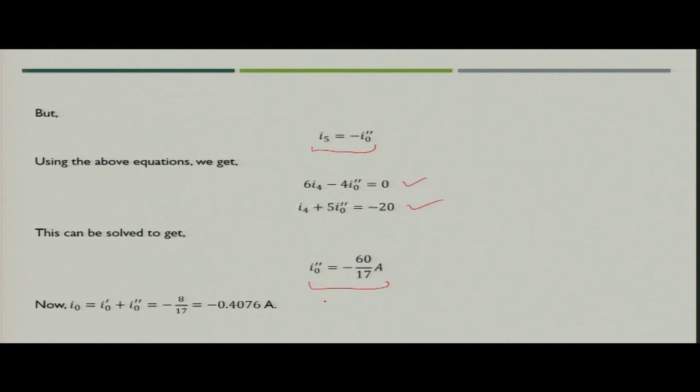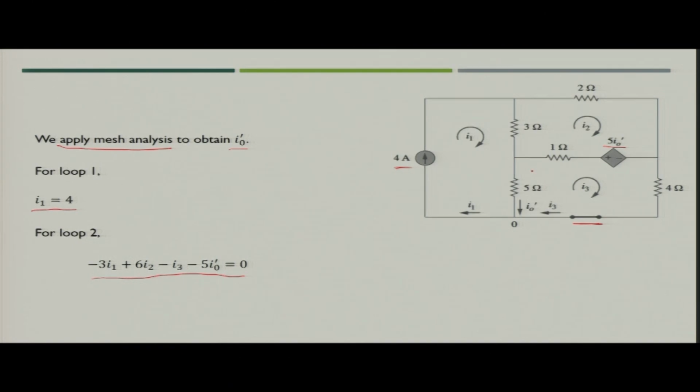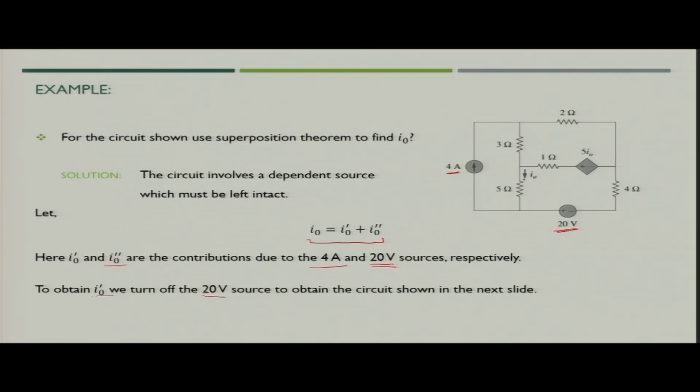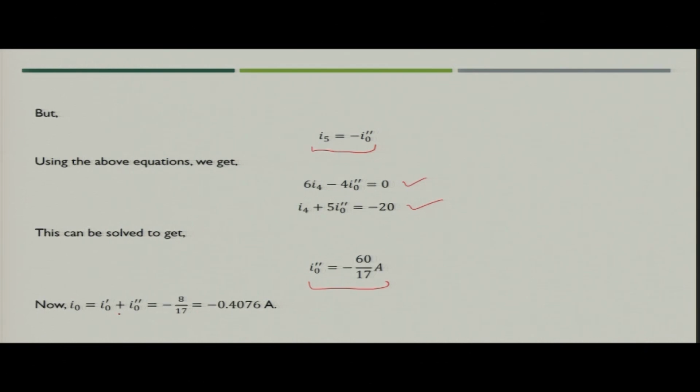Finally, when you take the final circuit, you will see that I naught is nothing but I naught dash plus I naught double dash. You have found the values of I naught dash and I naught double dash, you just add them, and you will get the final value of I naught, that is minus 0.4076 ampere. This way you can use the superposition theorem to calculate the circuit variable. In this case, the circuit variable was the current flowing through the 5 ohm resistance.